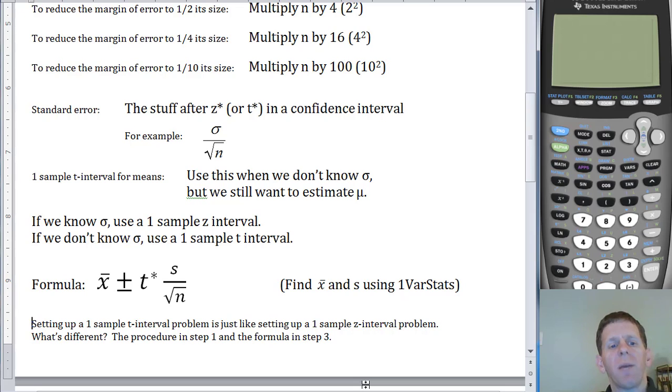So setting up a one sample t interval problem is going to be almost exactly the same as setting up a one sample z interval problem. There's only a couple things that are different. In step 1, the name of the procedure is a one sample t interval instead of a one sample z interval. And then the formula in step 3 is going to be this new formula. So we're going to have an s value to plug in, sample standard deviation, which you can get on your calculator. And then there's this t value t star, which we'll talk about on the back side of your worksheet. This is going to use this table B that we talked about the last couple days, but we're going to be using something different in table B today.